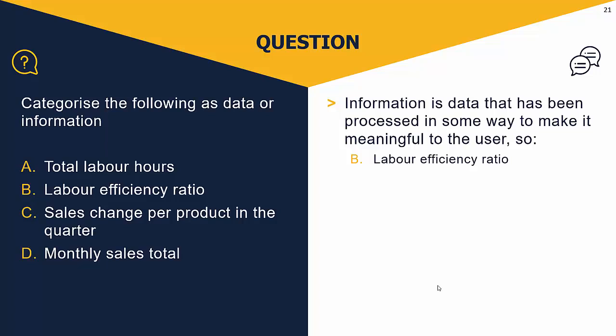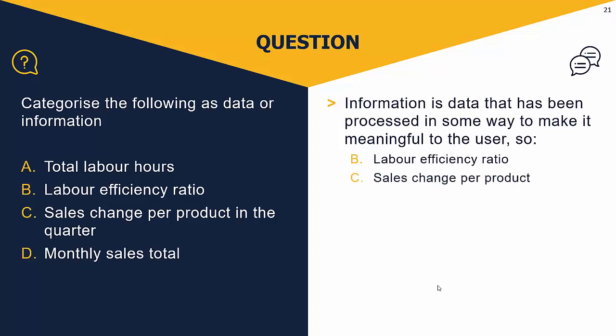Now, to get our labour efficiency ratio, we would need to know, A, our total labour hours, but on its own, total labour hours isn't really that useful. But what we could do is make a comparison between our total labour hours and the expected hours to produce or provide what we did in that particular period. And that would help us work out our labour efficiency ratio, i.e. were we quicker or slower overall as a workforce compared to what we'd expect. Now, of course, that would be information because then we can make decisions to do with the workforce.